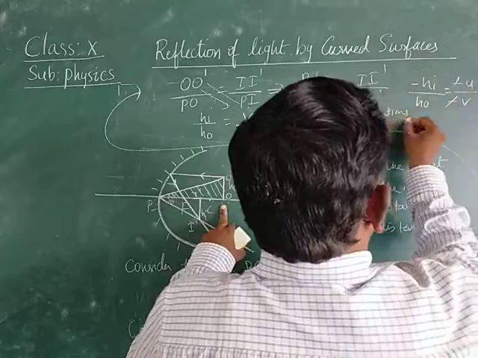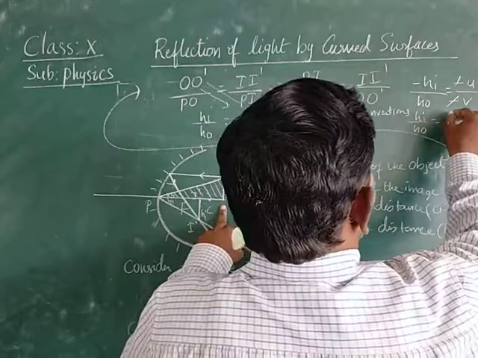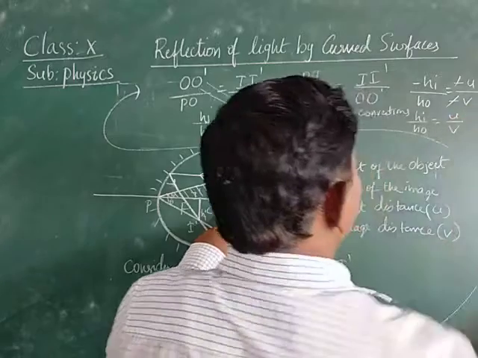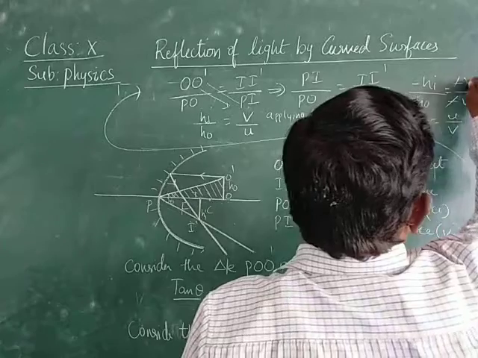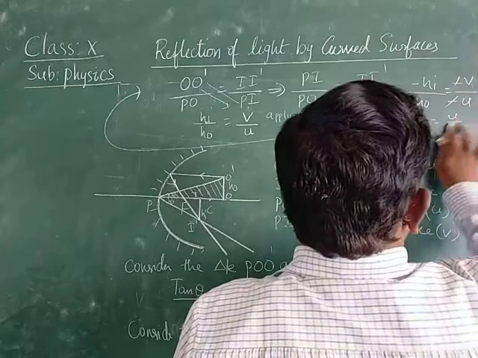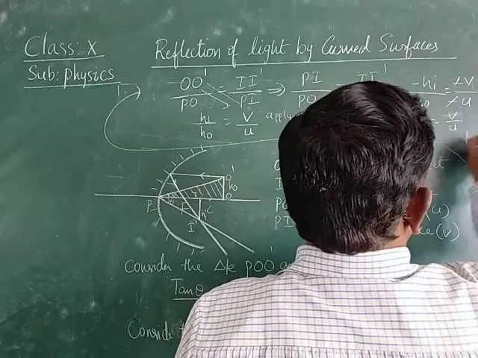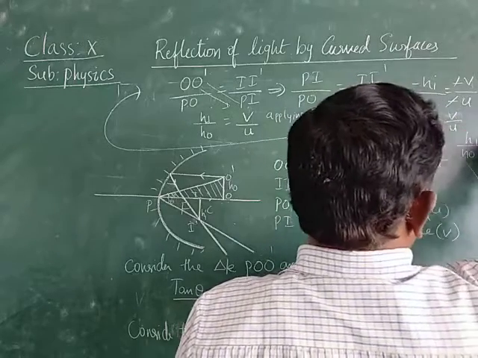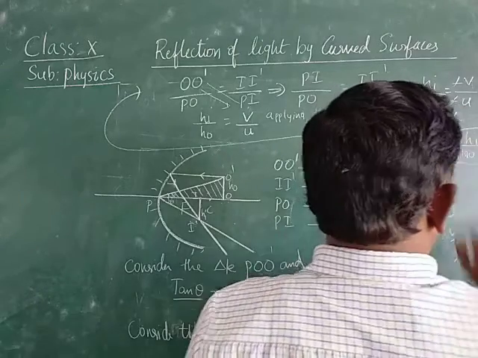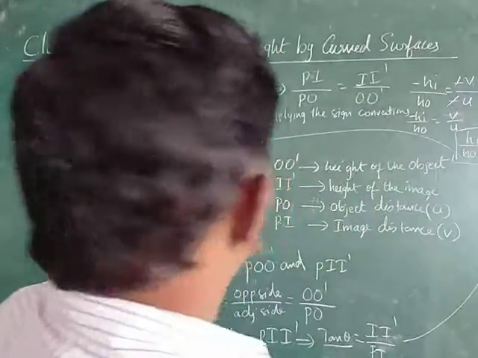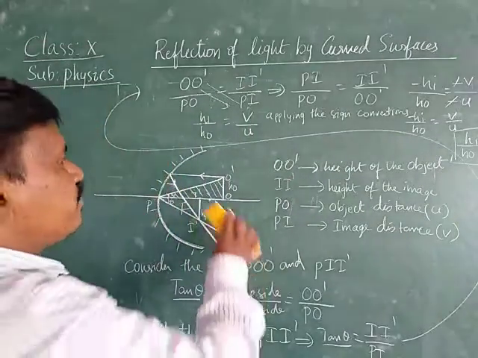Therefore, minus minus cancel. Here we get minus HI by HO is equal to minus V by minus U, that is V by U. Transposing this side, we get HI by HO is equal to minus V by U. This is how we get the derivation for the magnification formula.